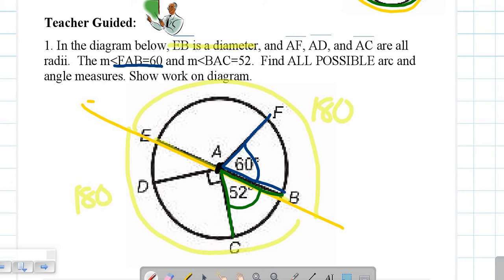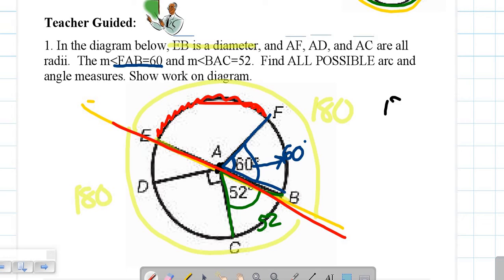You ready? Sing with me. Measure of a central angle to its arc the same. So if that central angle is 60, that arc on the outside is also 60. I want you to mark both. 52, 52. Now let's work our diameter here. That's straight. Now we can find EF, which of course is 180 minus that 60.